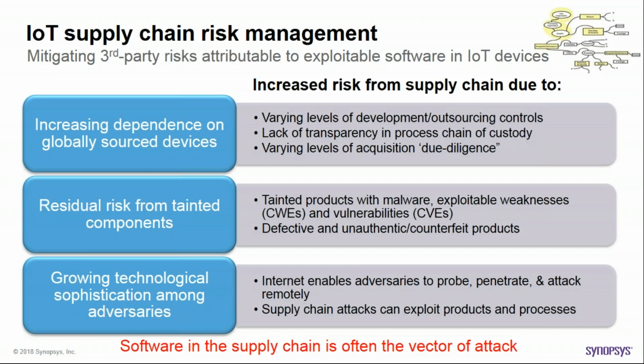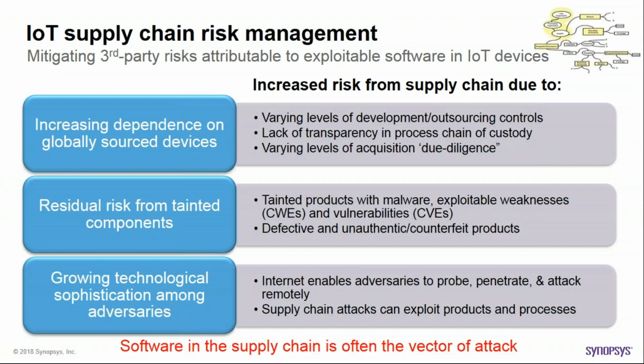And what we're finding is that there's residual risk coming from these tainted components. When we talk about tainted components, we're talking about components that may have malware pre-installed, that may have exploitable weaknesses or known vulnerabilities pre-installed. These are already in there. And malware can get into products without malicious intent, because developers will download open source components or bring in things that they were unaware had either malware, exploitable weaknesses, or known vulnerabilities in them, simply because they weren't testing for that.